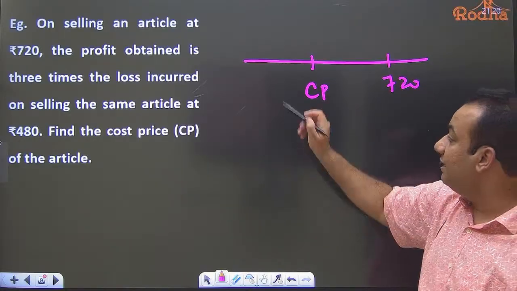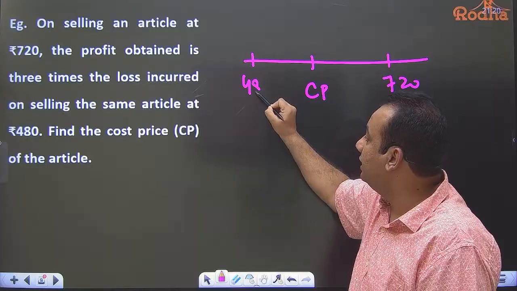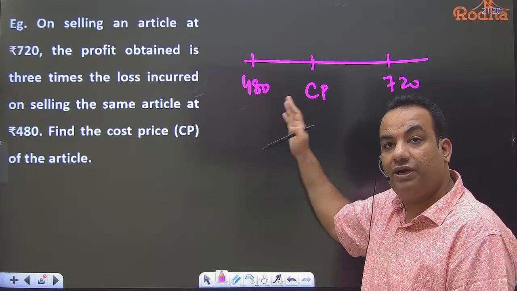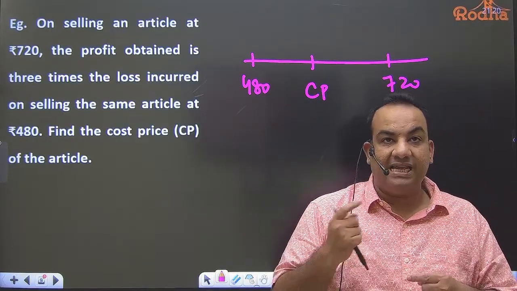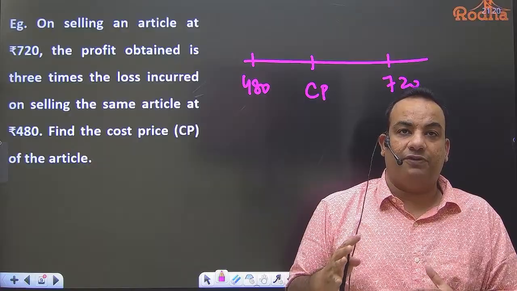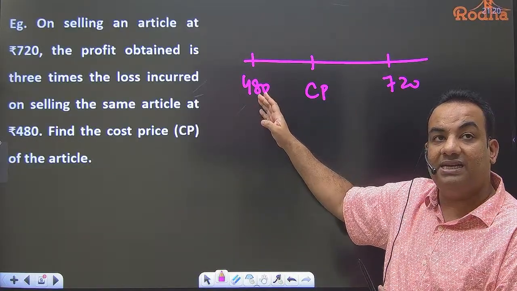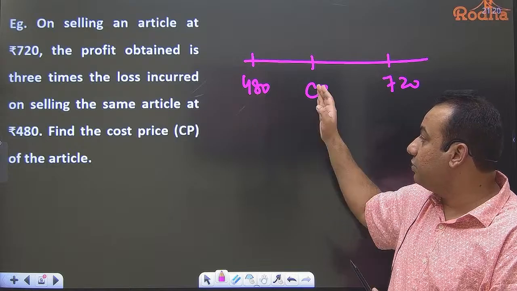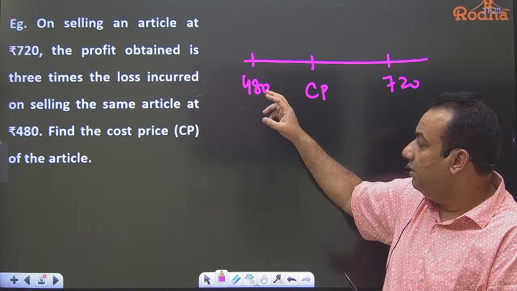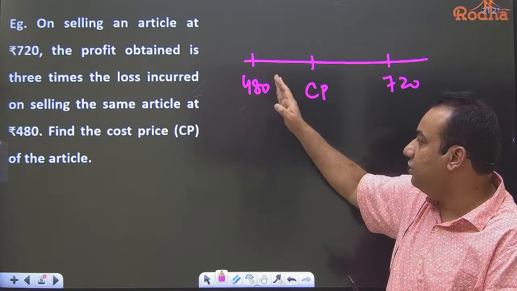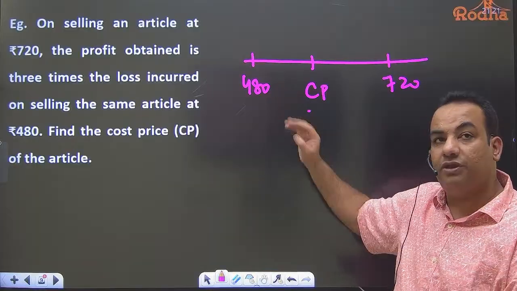When I am selling the article at 480, there is a loss. It means cost price is more than 480. When I'm selling it at 720, there is a profit, so cost price is less than 720. Sorry, on 480 there is a loss. So I can say that cost price is more than 480.